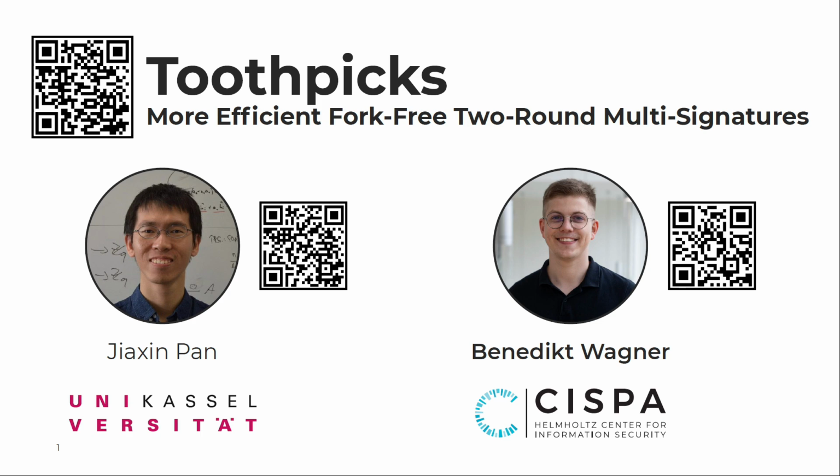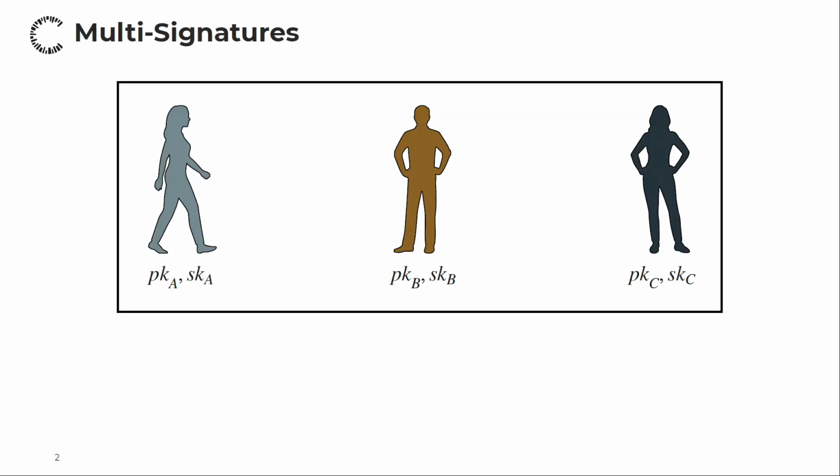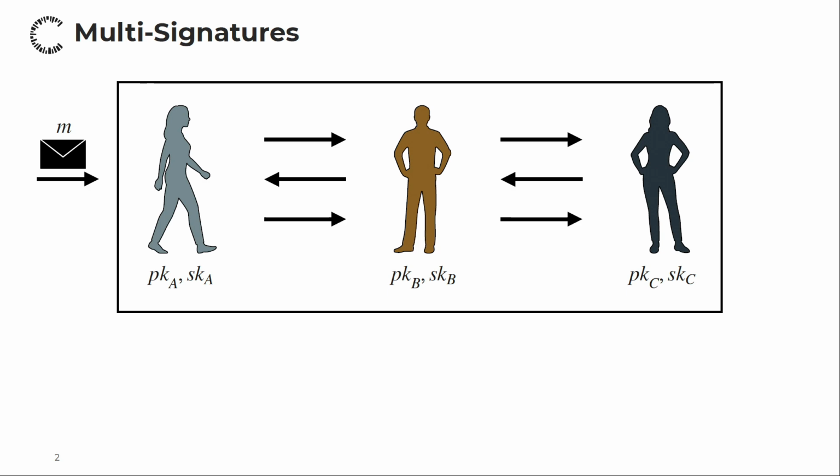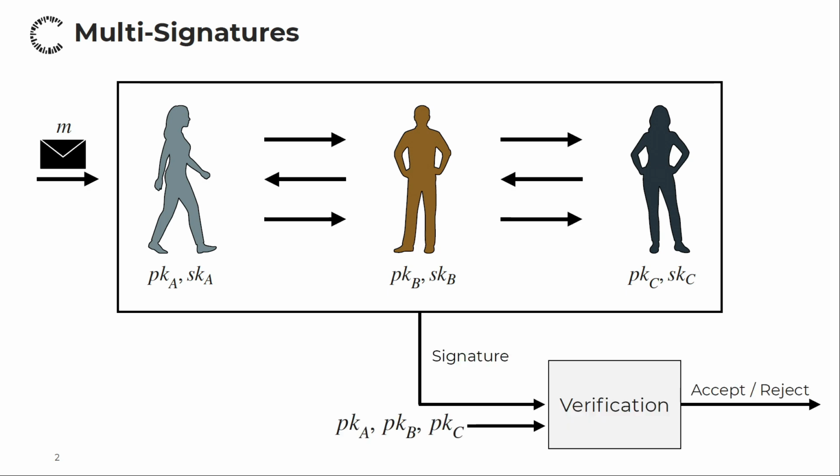Okay, thank you. So this talk will be about Toothpicks, a new multi-signature scheme, and this is joint work with Jiaxin Pan. Let me first explain what multi-signatures are. You have a group of signers, they all have their public keys and secret keys, and they are generated independently. Now they come together to sign a message, they interact in some protocol, and they output a signature. You can then verify the signature with respect to the list of their public keys, and intuitively, the signature certifies that all of these signers participated in the signing and gave their consent.